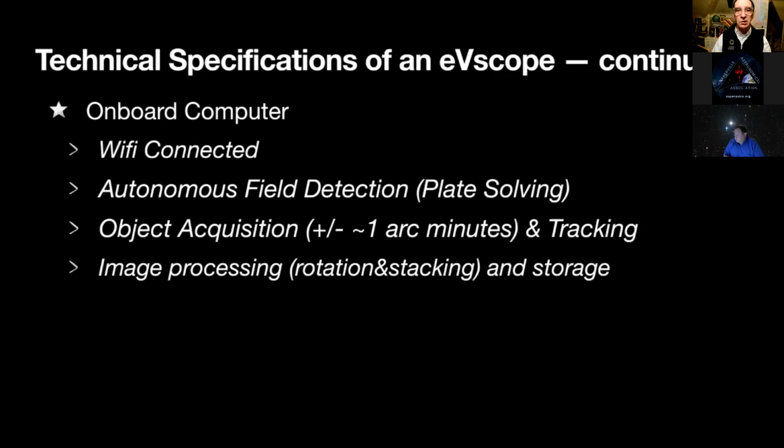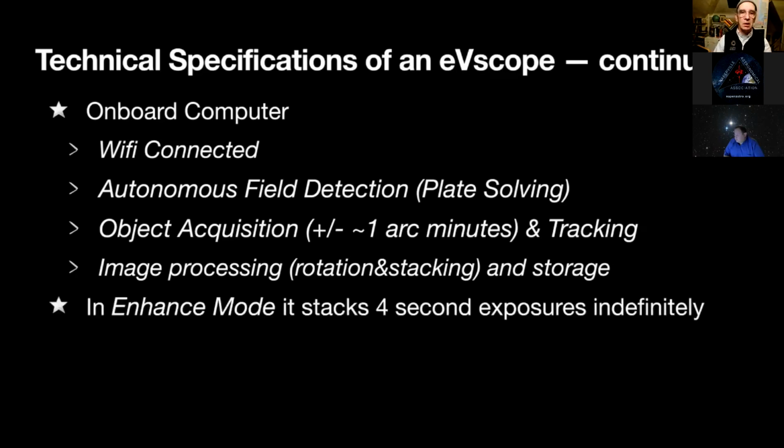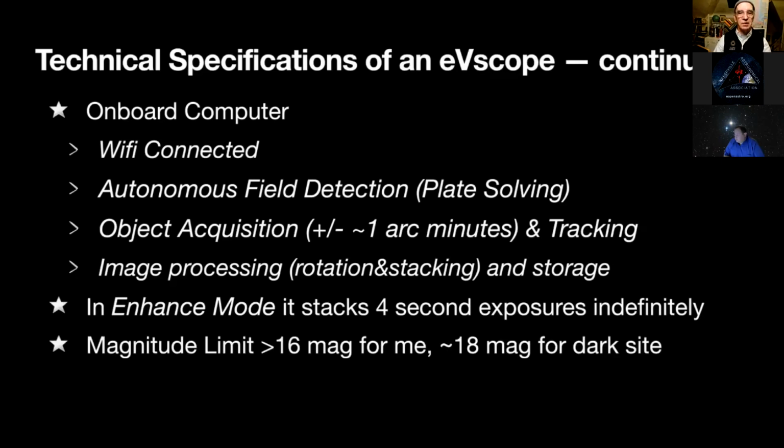When you're operating it, once you've acquired an object and you want to go deeper, you go into enhanced mode, as it's called, and it takes basically 4-second exposures indefinitely. I think it's 4 seconds because that's the optimum time length before the rotation gets to be a little challenging. For magnitude limit, I get fainter than 16th magnitude routinely on a bright point source, like a star or even a quasar. And I think you can easily get to 18th magnitude at a dark site.